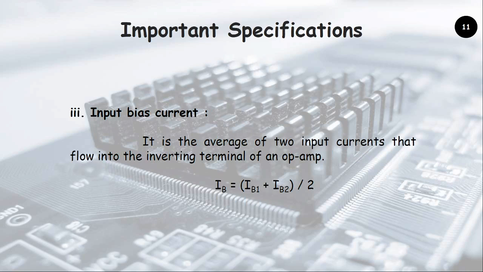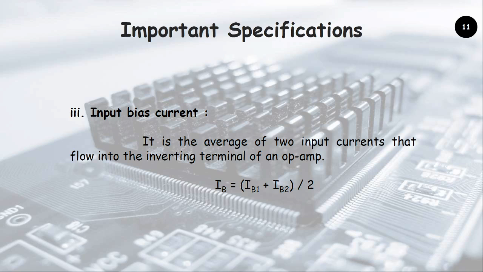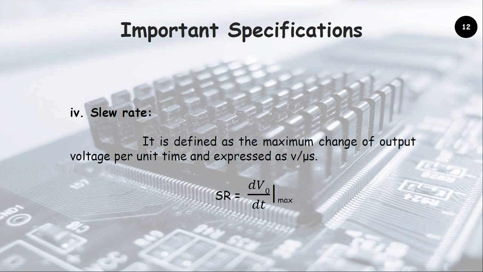Third is my input bias current. Input bias current is the average of the two input currents that flow into the inverting and non-inverting terminals of the operational amplifier. The average means the addition of the two divided by 2. So input offset current is a different thing: it is the difference, and input bias current is the average.